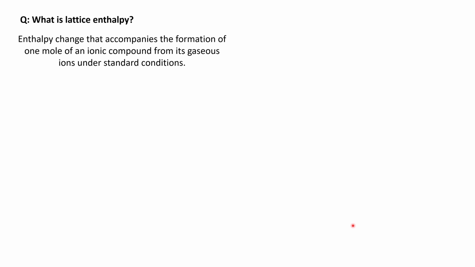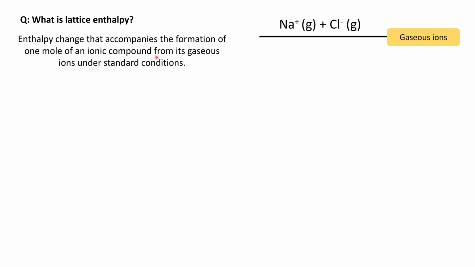Right, let's move on then. So today we're going to be looking at something called lattice enthalpy, and I want to get an idea of what lattice enthalpy is to begin with. So we've already described its definition. It's the enthalpy change that accompanies the formation of 1 mole of an ionic compound from its gaseous ions under standard conditions. Now let's try and visualise this.